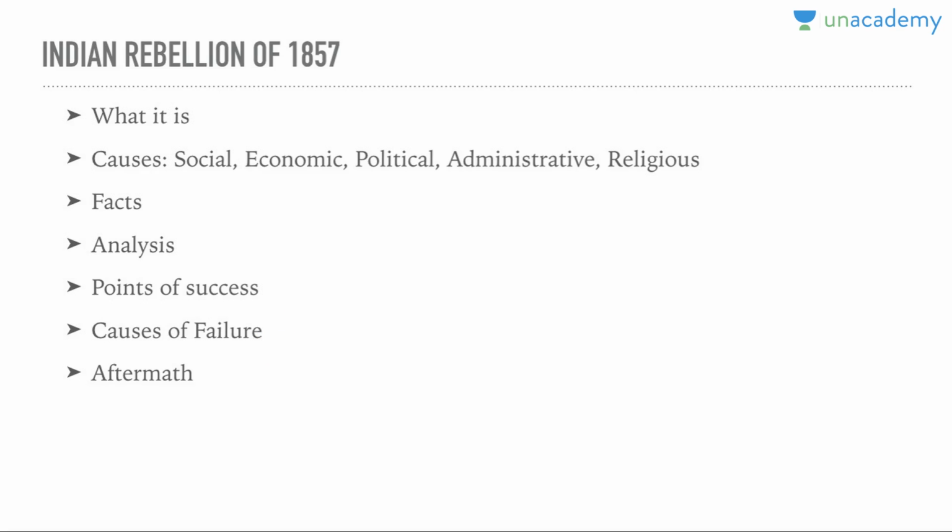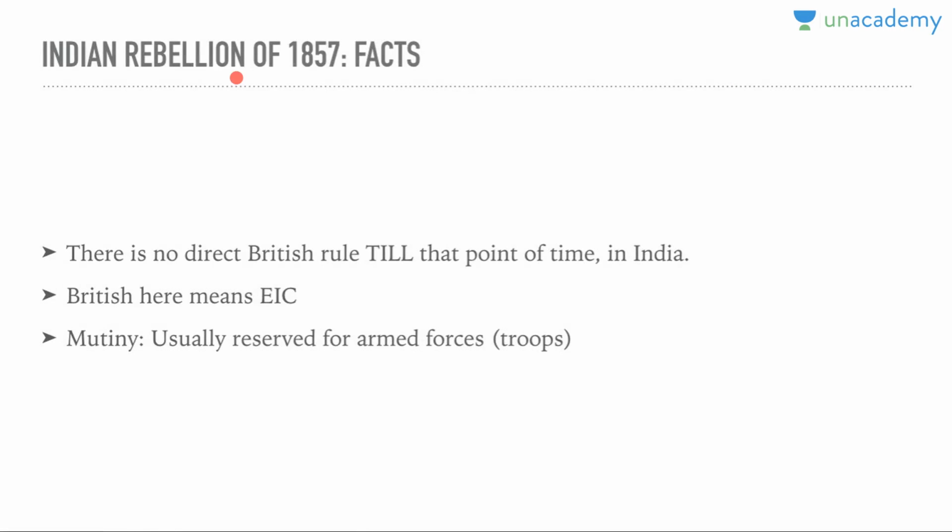Okay, so let's start. First things first, there was no direct British rule till that point of time in India. British here means the East India Company. Because the Crown did not have sovereignty or suzerainty over Indian territory, technically we were being ruled by the Company. That's why it is called Company Raj till that point. Afterwards, the Crown took control of India under the Government of India Act, 1858.